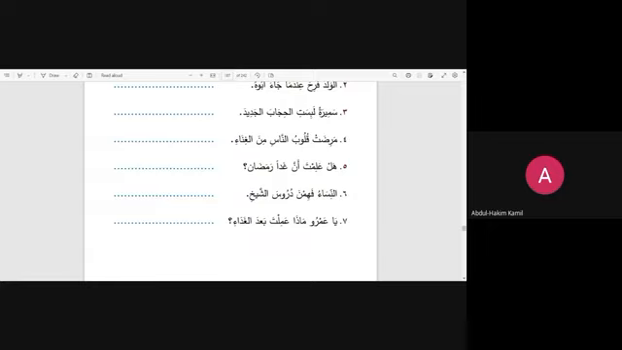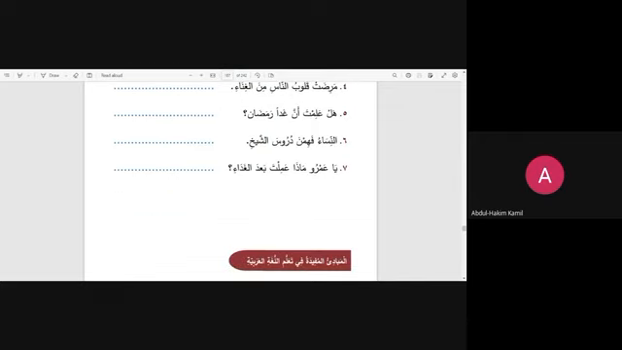It makes you sick. Hal alimta anna ghadan Ramadan. Did you know that tomorrow is Ramadan? Hal ta'lamu anna ghadan Ramadan. Do you know that tomorrow is Ramadan? An-nisa fahimna durus al-shaykh. The women, they understood the Sheikh's lessons. An-nisa yafhamna durus al-shaykh.